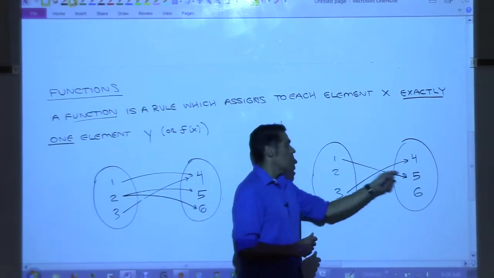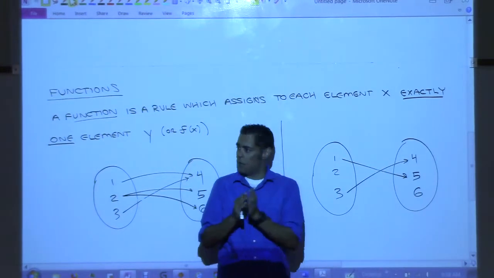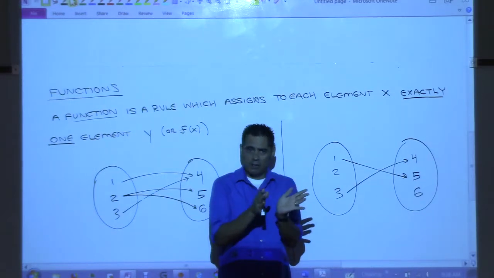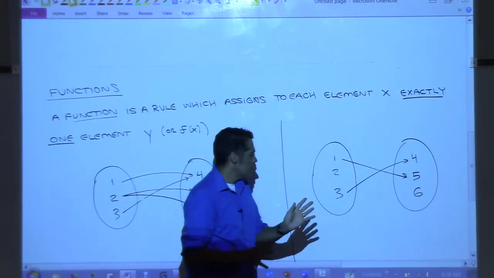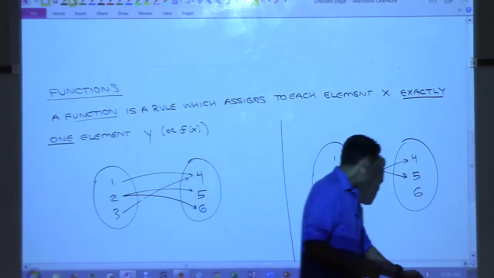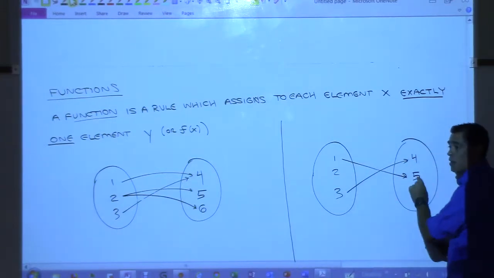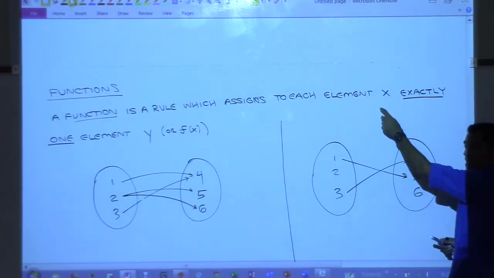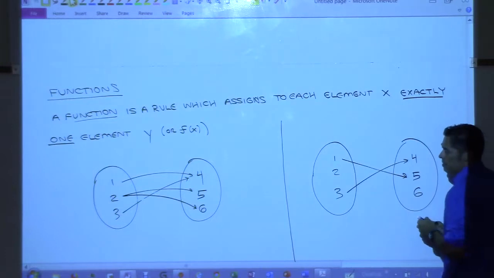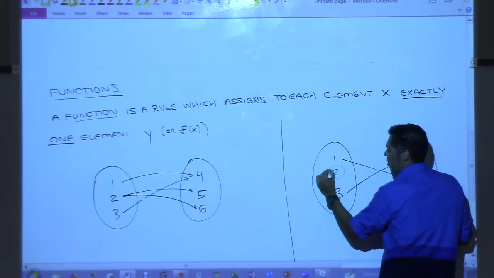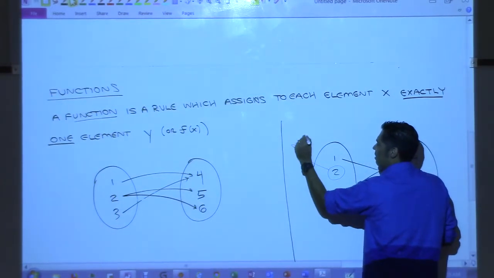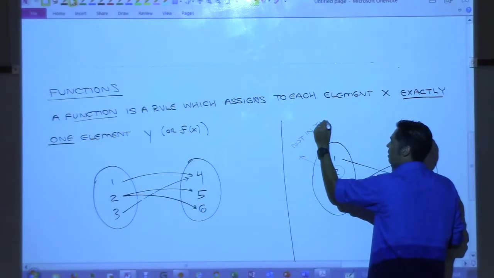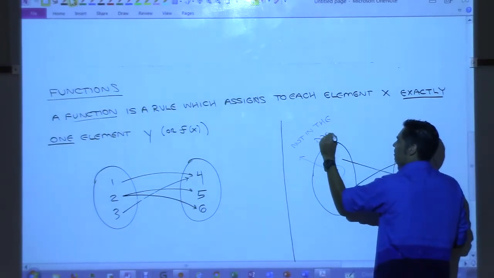So the things that do go and get sent somewhere, do they go to exactly one place? Yes. Okay, so that's not a problem. The question is, what about the 2? The fact that the 2 doesn't go anywhere does not mean this is not a function. What it means is that this 2 right here is not in the domain of the function.